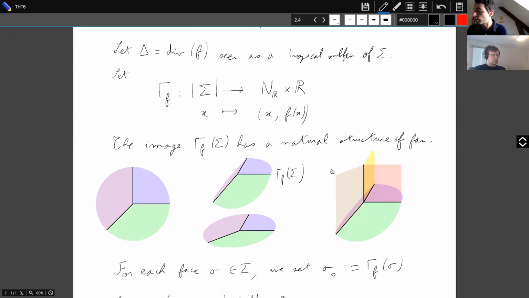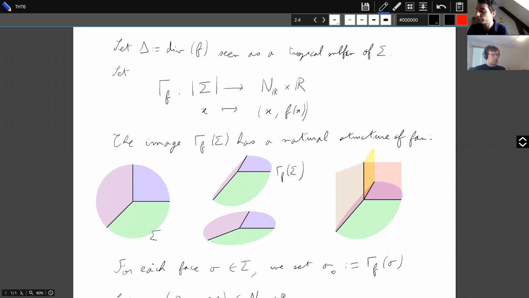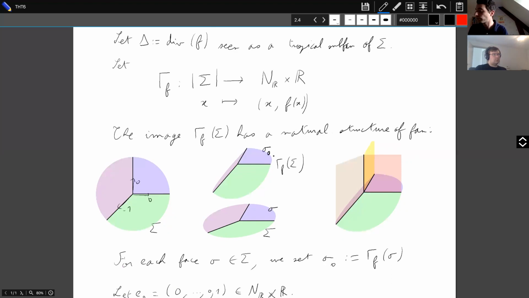So let's take an example. If this is sigma, I just put sigma in the horizontal plane. And maybe I take the function which is 0 here, 0 here, and -1 here. And this is the graph of sigma, right? So it has a natural structure of fan. And if I take a phase sigma here, I will call this phase sigma 0. Okay, so it's a fan, but it's not a tropical fan.